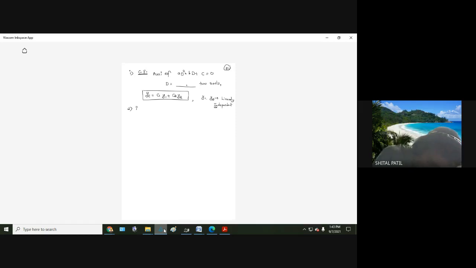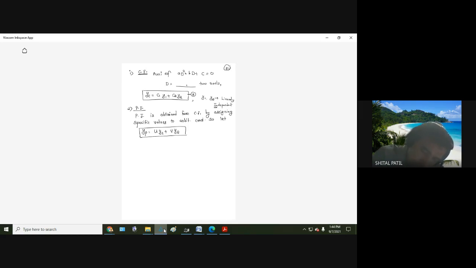Okay, let me continue. Particular integral: we defined this before also. It is obtained from the CF by assigning specific values to the arbitrary constants. So let y of p equal, we want to remove the constants, so let me replace c1 by u, some function, and c2 by v. So this is the particular integral.